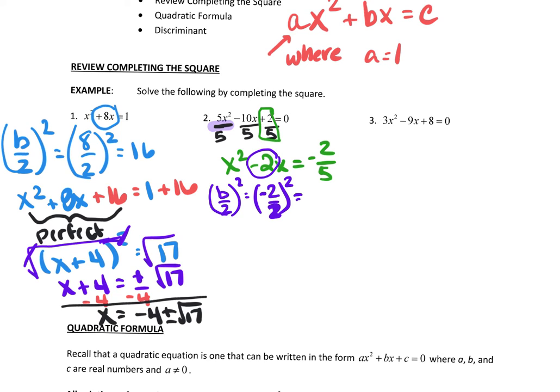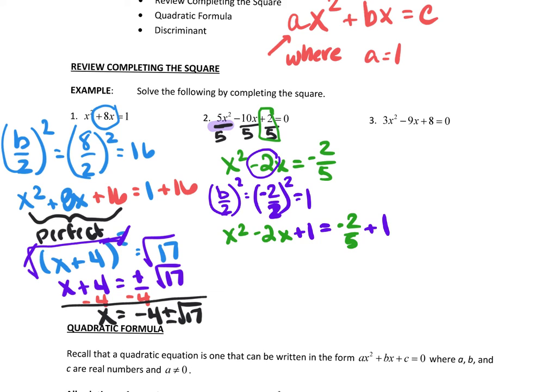-2 divided by 2 is a positive 1. And we're going to square that value. 1 squared is just 1. So what we're going to get now is this: x squared minus 2x plus 1 is equal to -2/5 plus 1. Remember, whatever you add to one side, you add to the other side.